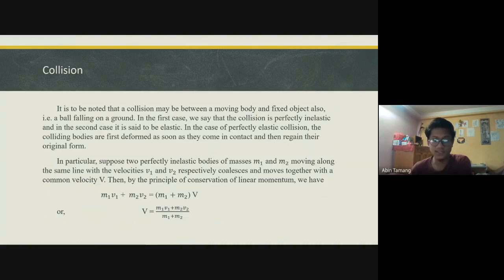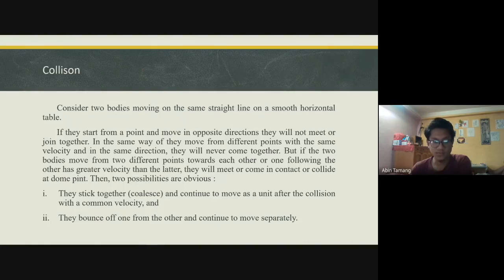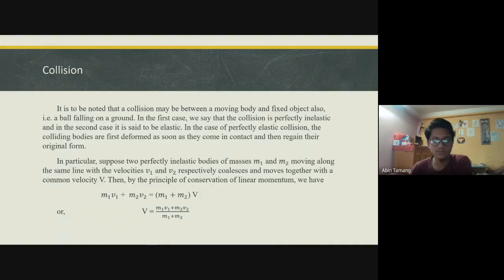In the first case, we can say that the collision is perfectly inelastic, and in the second case, it is said to be elastic. That is because when they collide in the first case, they stick together and do not bounce off. But in the second case, they bounce off each other, change their shape and again regain their shape. In the case of perfectly elastic collision, the colliding bodies are first deformed as soon as they come in contact and then regain their original form.